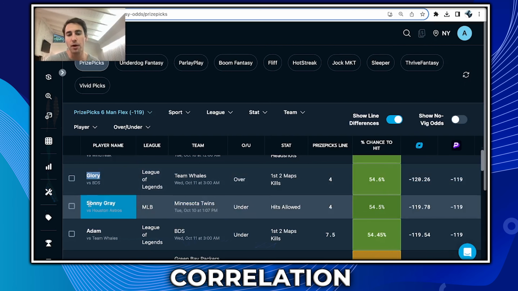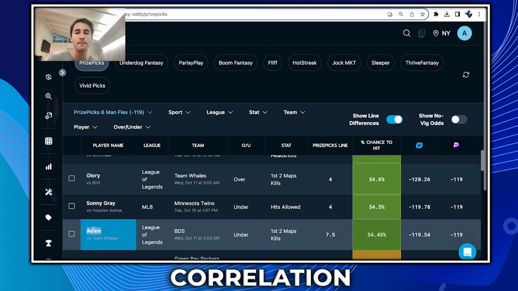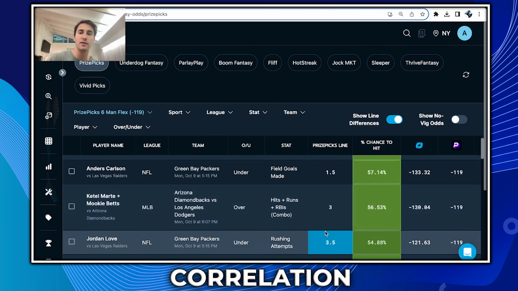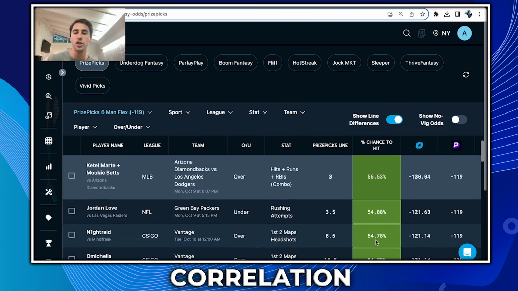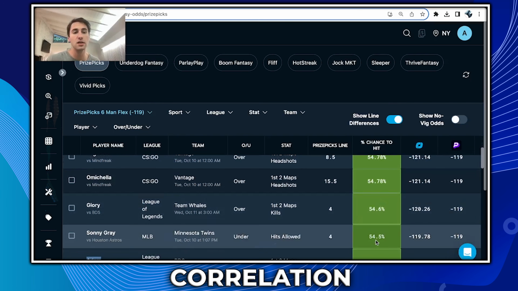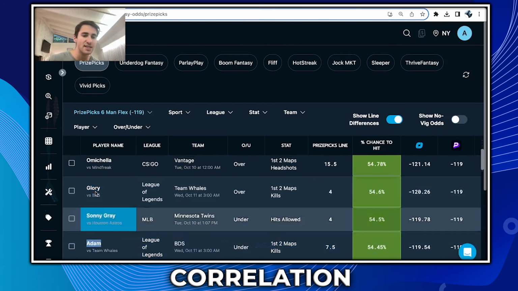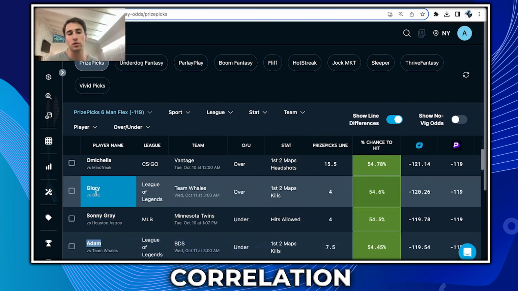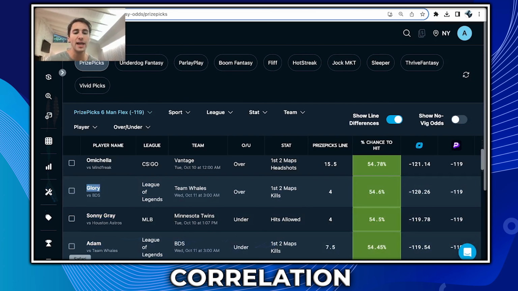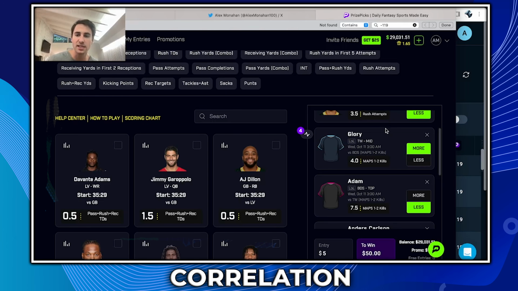So maybe I skip over this play if I was only deciding between Sonny Gray and Adam. Again, typically I just go down the list and take the highest percentage chance to win picks using the ODS Jam Fantasy Optimizer. But if I can find plays in the same game with positive correlation, like Glory and Adam here, again, these plays are positively correlated. One player to go over, a player on the opposing team in League of Legends to go under, in map 1-2, these plays are positively correlated.